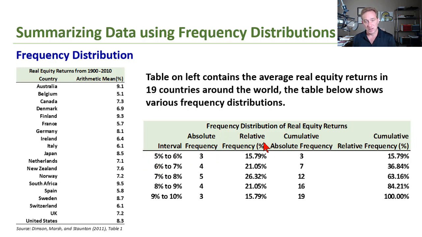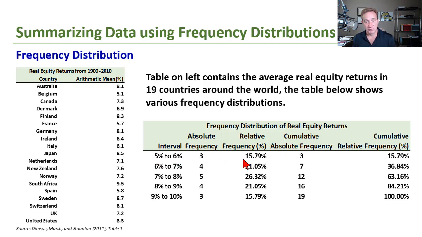Then we have relative frequency. And here that just takes for this first bin of 5 to 6%, that's 3 divided by the total of 19, the total count or number of observations. That would be our sample size of 19. 3 divided by 19 is 15.79%. So we could say among this sample of 19 countries, about 15.8% of them have a mean real equity return that falls within this bin of 5 to 6%.